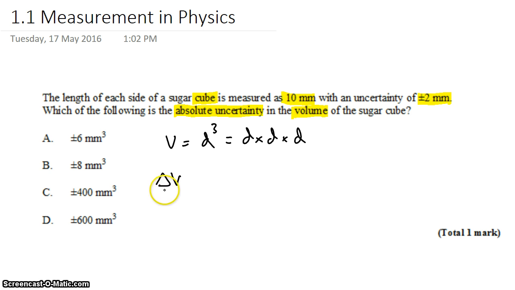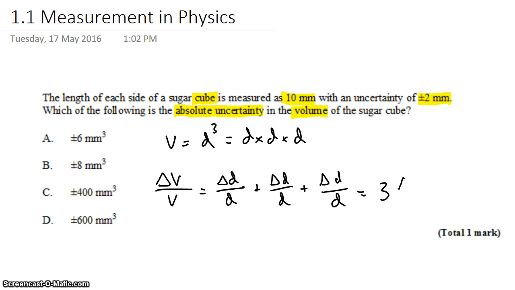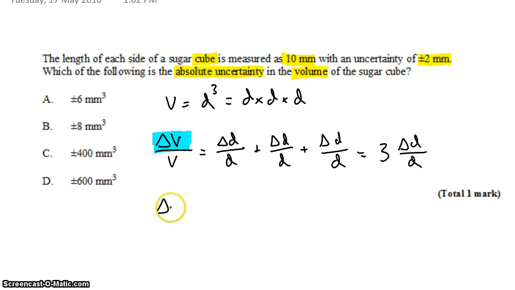So if I want the uncertainty in V, what I can say is that the fractional uncertainty in V, that's the uncertainty in V divided by the value of V, is equal to the fractional uncertainty in the length plus the fractional uncertainty in the length plus the fractional uncertainty in the length, or 3 times the fractional uncertainty in the length. Now, what I want from this equation is this value. That's the absolute uncertainty in the volume. So I'm going to rearrange to solve for delta V. Delta V is then 3 delta D on D times V.